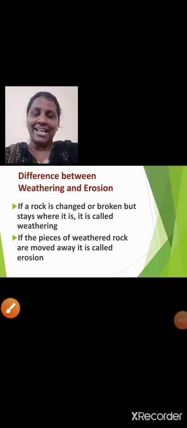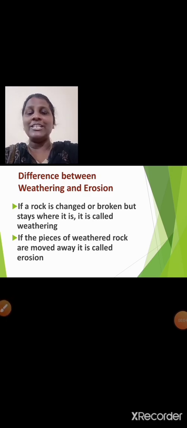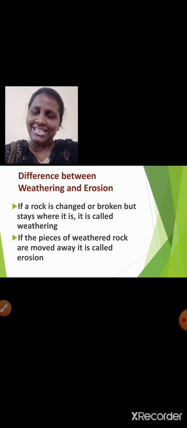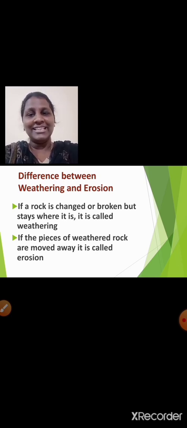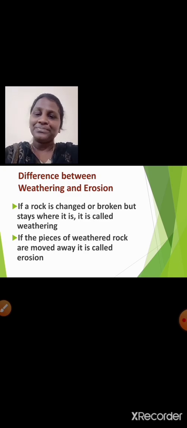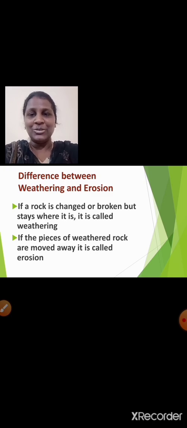Difference between weathering and erosion. If a rock is changed or broken but stays where it is, it is called weathering. So it is very easy to understand, students. Then what about erosion? If the pieces of weathered rock are moved away, it is called erosion. So I hope it is very clear, students. You all have understood the difference between weathering and erosion.